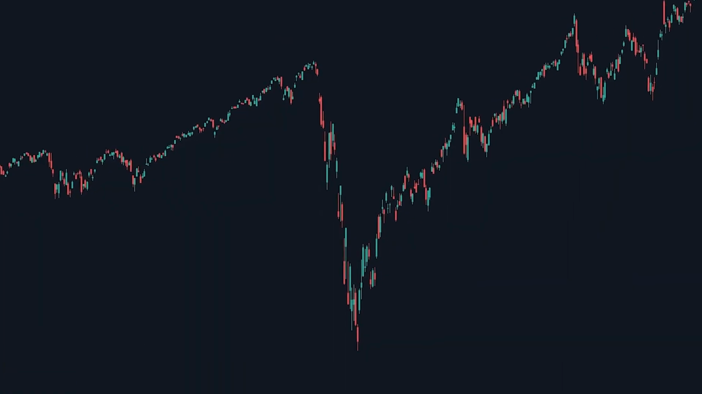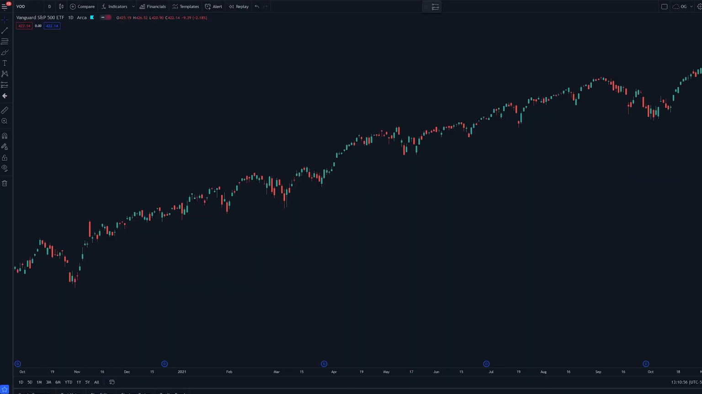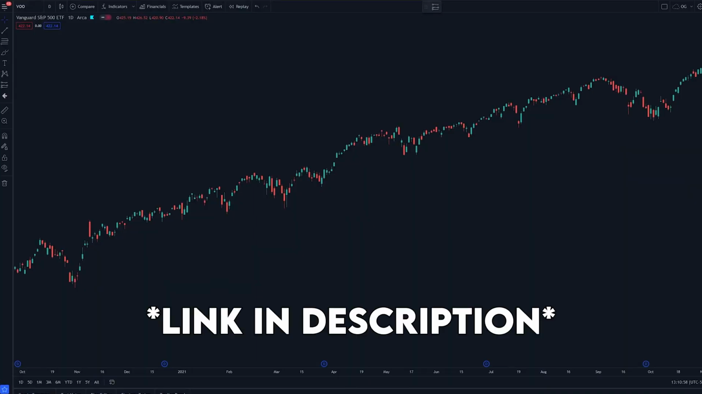If we go back when Corona hit, you can see the Fibonacci tool predicted the exact bottom for the crash. Let's go over the best settings for this tool. To do that, get on TradingView. If you don't have it, I'll leave a link in the description.